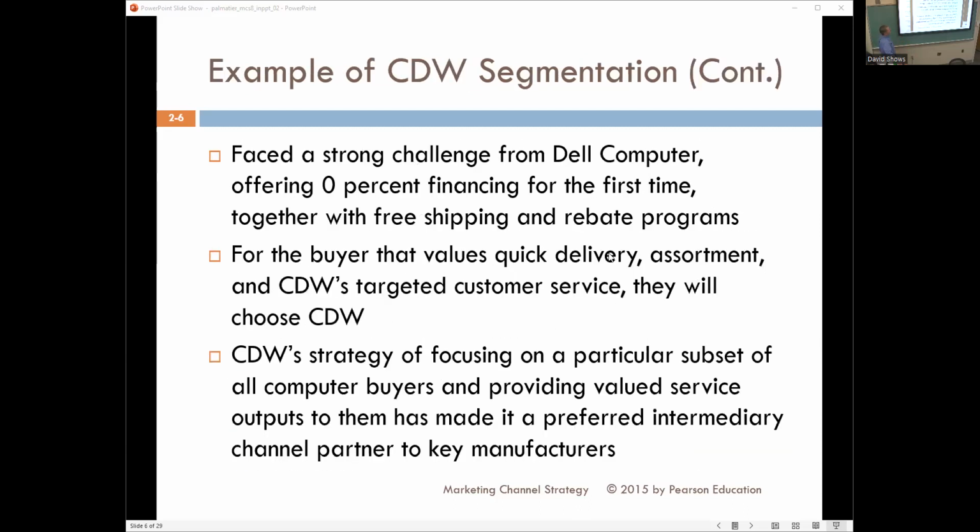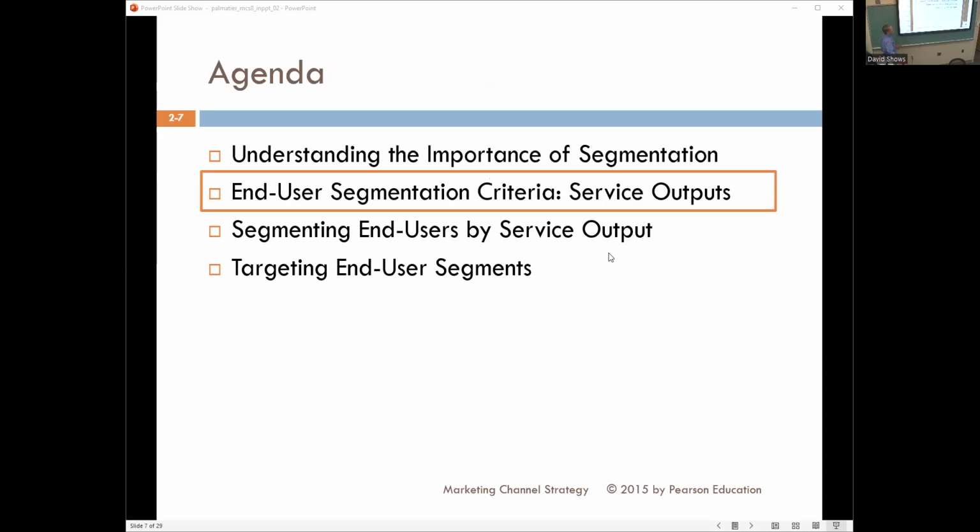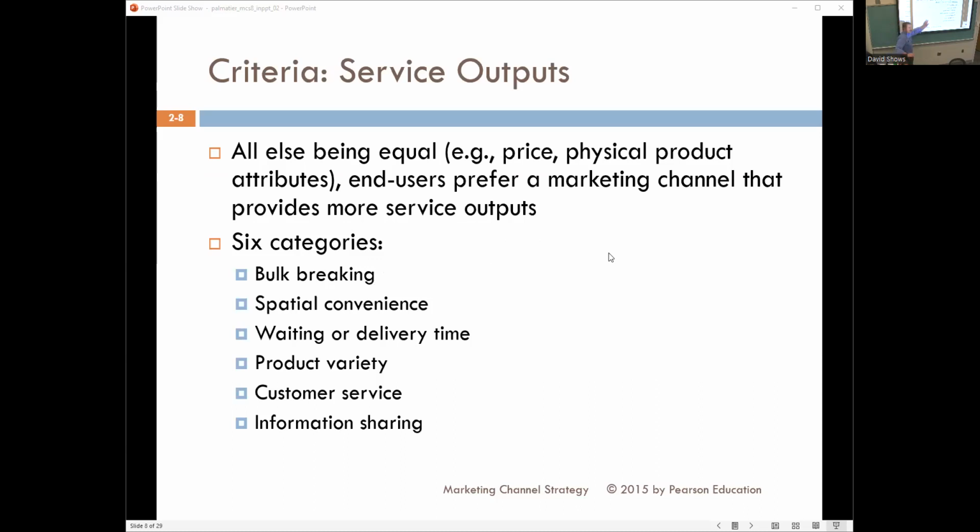And so let's talk about the end user segmentation criteria. How do we go about separating those goods? As with these slides, and as I've said before, you'll get one of these main title slides that'll talk about it, and then we'll break them down one at a time. So what this does first is it sets the parameters, all things being equal, price, product attributes, physical attributes. End users prefer a marketing channel that provides more service outcomes.